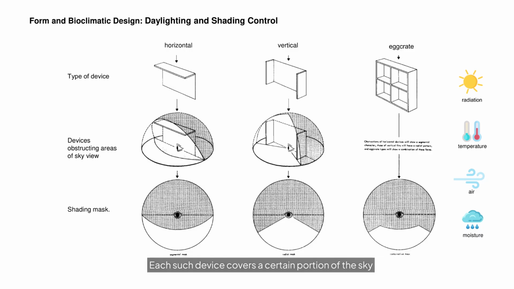Each such device covers a certain portion of the sky from the perspective of a window or facade. That covered portion is what we call its shading mask. Horizontal louvers provide the largest shading mask against high-angle sunlight for south-facing facades during midday hours.